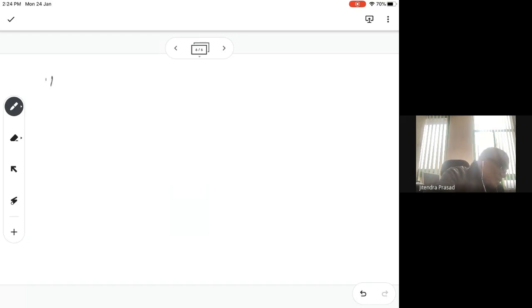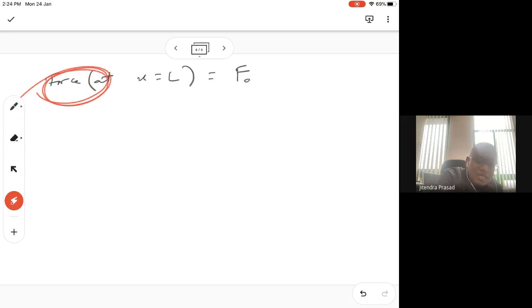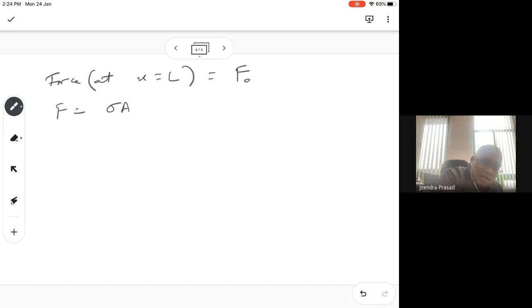So if you write force at x equal to L is equal to F naught, we cannot write like that because mathematics would not understand what the force is. We have to give it in terms of u. And how do you do it? You do it in terms of force, which is nothing but sigma times A. So you are telling that force at x equal to L is equal to sigma times A at x equal to L, which is F naught.